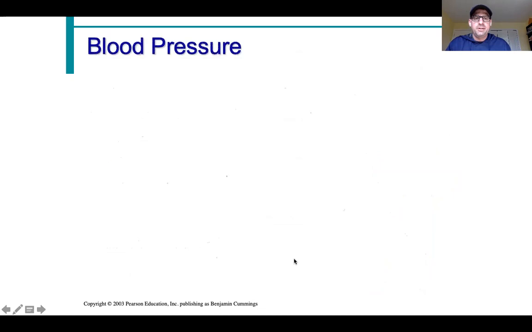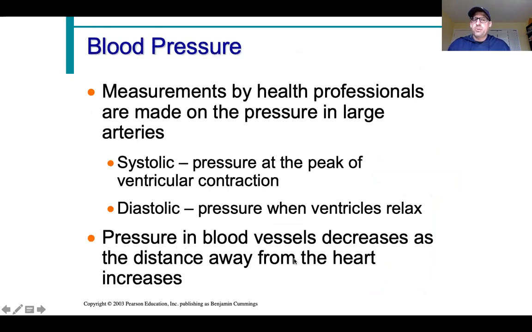So just something to point out there. Your blood pressure is a measurement made by health professionals on the pressure in your large arteries, okay? And when you get a blood pressure, it's usually one number over another. The top number is called your systolic pressure, and that is the pressure at the peak of ventricular contraction. And your diastolic pressure is the pressure when those ventricles relax, okay? And as your blood gets farther away from the heart, the pressure in your blood vessels does decrease.